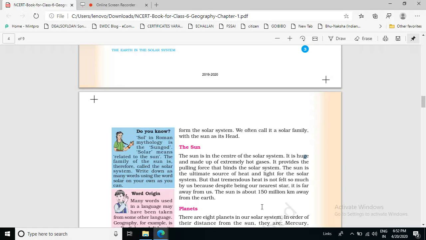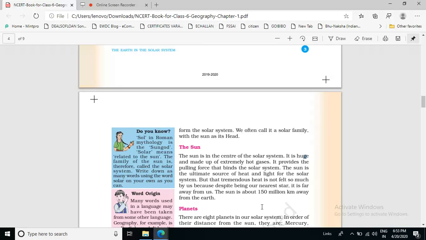You must remember that the sun is about 150 million kilometers away from the earth, and this is a great distance. Because of this distance, we don't feel the heat of the sun very much. Okay, though the sun is 150 million kilometers away from the earth, still what we find is that the sun is the nearest star of the earth.